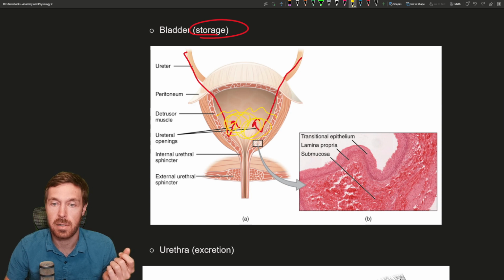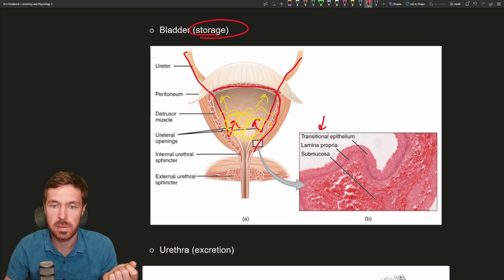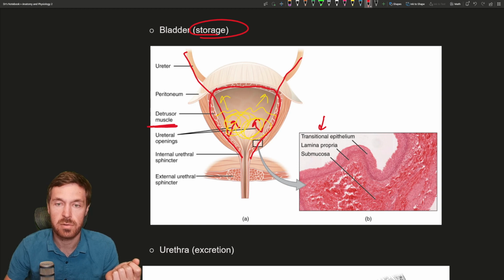And as that urine stretches and pushes on the walls of the bladder, that sends a signal via your nervous system to your brain that you sense bladder stretch and are then ready to go to the bathroom, which is known as micturition. Here it's talking about how the bladder has that transitional epithelial layer as well. There's also a smooth muscle found in the bladder. It's called your detrusor muscle right here. So detrusor, very strong muscle.